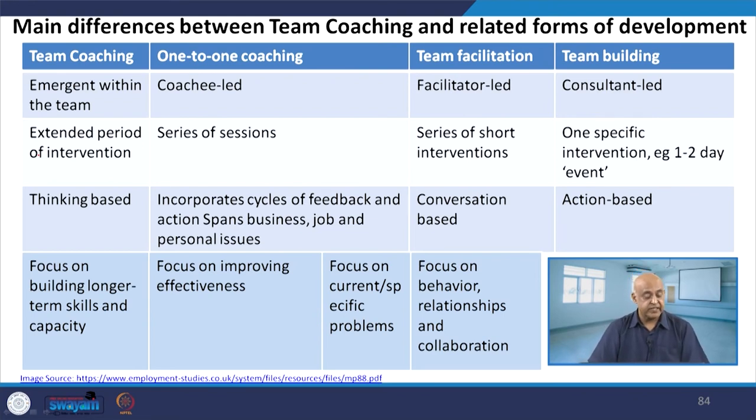While in the case of team coaching, the focus is on building longer term skills and capacity, right. In the case of one-to-one coaching, the focus is on current specific problems. It incorporates a cycle of feedback across the spans of business. Business, as I mentioned always, can be affected by an economic recession or, as we have seen recently, by natural problems. In that case, definitely the business spans will go up and down, maybe for a single organization also. Then the personal issues will be there, so the focus is on improving effectiveness and on current specific problems.